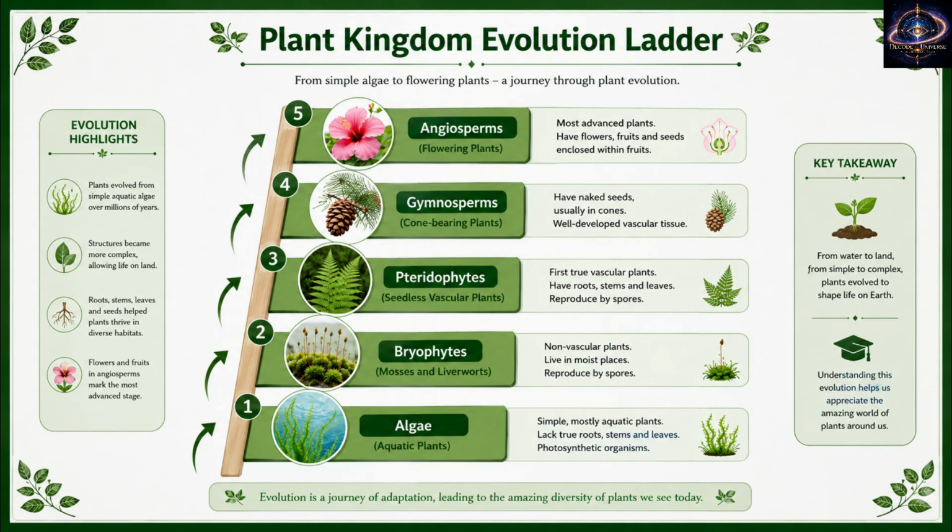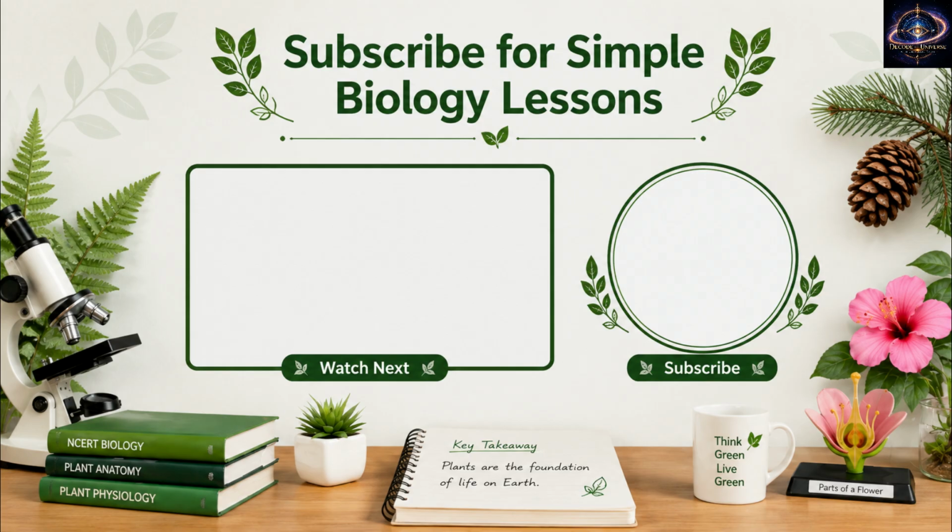End dialogue. AI teacher: So students, today we completed class 11 biology chapter 3, plant kingdom. We learned how plants are classified from simple algae to advanced flowering plants. Remember this order clearly. Algae, bryophytes, pteridophytes, gymnosperms, angiosperms.